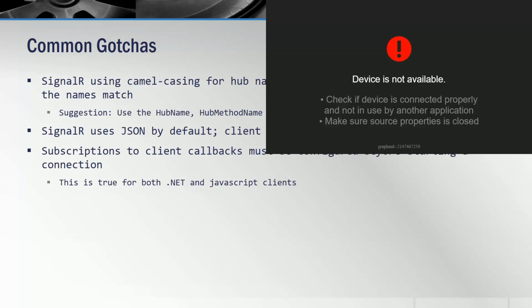Now, some common gotchas. I talked about this quite a bit. I hinted at it. SignalR uses camel casing for hub names, method names, etc. So if your names are incorrect by case, they won't work. That's probably the single most common gotcha, getting the name wrong, and it drives me nuts. My advice: don't rely on the default behavior. Just use the attributes and control it. Define it, control it. It doesn't take a lot of effort, saves a lot of headache.